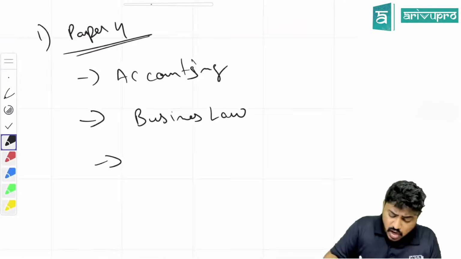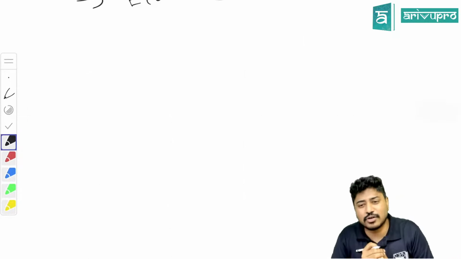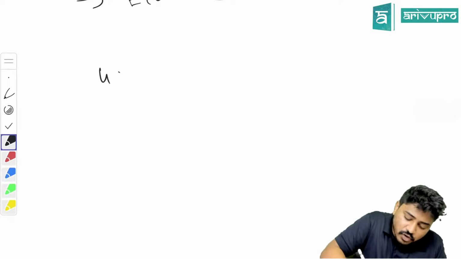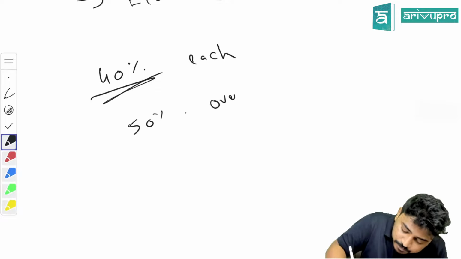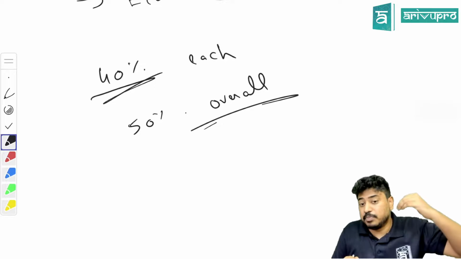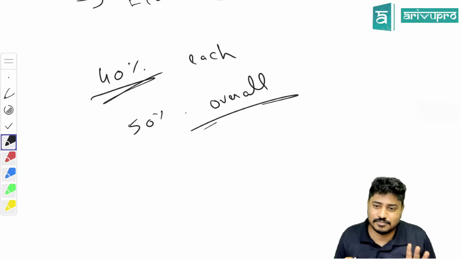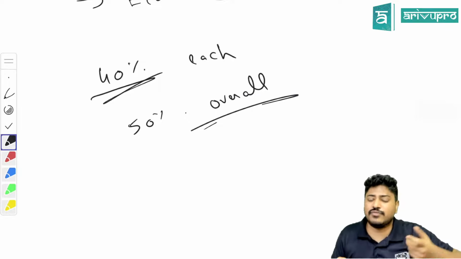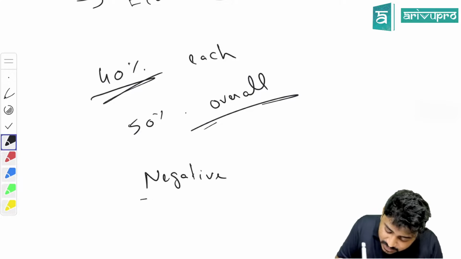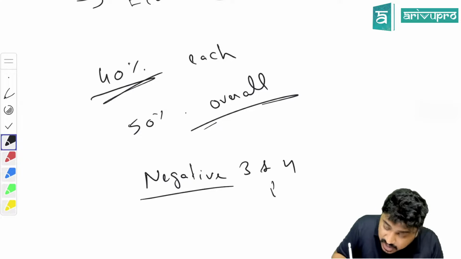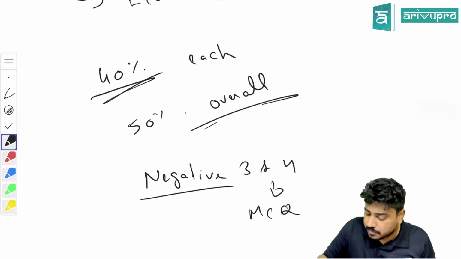Now, sir, what is the pass mark? See, before it was 50% in each paper you should get. Now the final draft says 40% in each paper to pass and 50% overall. Before, in the draft, it was saying 50% in each paper. But in the final version, the Institute has said 40 in each paper, 50 overall. And negative marking is there, guys, for paper 3 and paper 4 because they are MCQ papers.